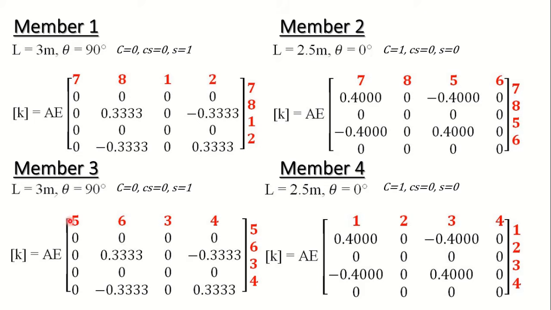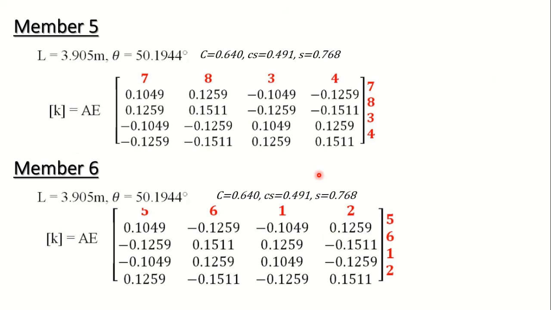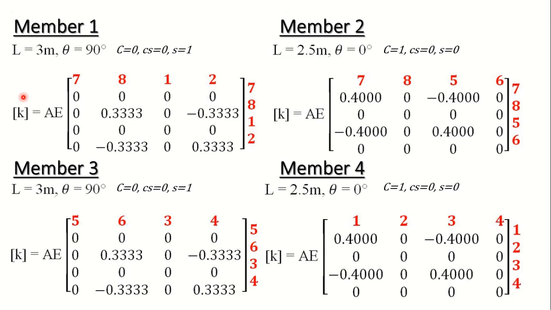Similarly, we'll be using the same matrix relation for writing the stiffness matrix for members 3, 4, 5, and 6 over here. We have totally 6 members. I'll be applying the same relation of the matrix for these. By doing that, you'll be able to obtain the stiffness matrix for all the 6 members in global coordinates.